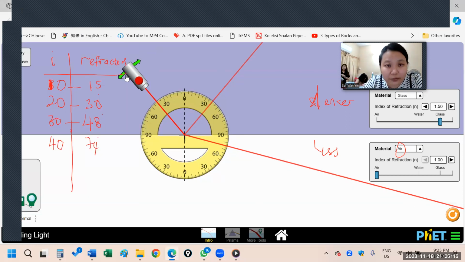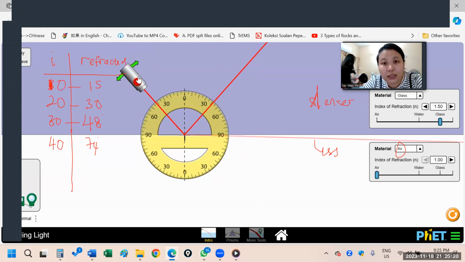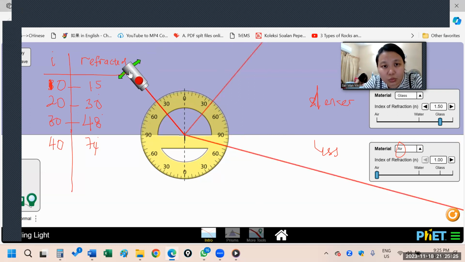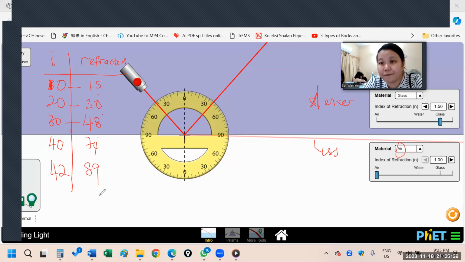Then when it is 42, can you see? The refraction is around 89 already. So maybe at 42.5, the refraction is already 90 degrees.